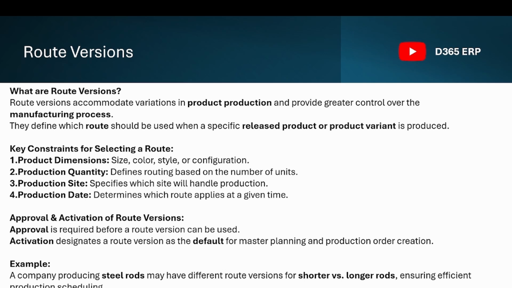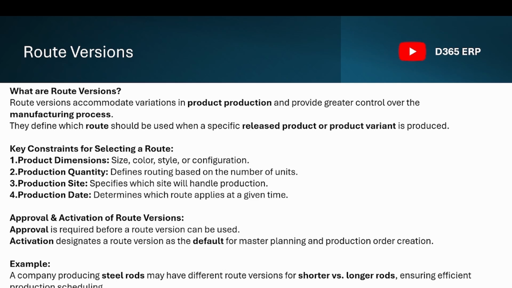Similarly for production quantity: if you are manufacturing 100 chairs, the route process is different; if you are manufacturing 1,000 chairs, the route process is different. For production site 1, it's a different route process, and for site 2 it's also different. Similarly for production date: let's say for the first 6 months you use one route process, and in the last 6 months, to manage cost or be more cost efficient, you follow a different route process. So based on the date you can also choose the route process.